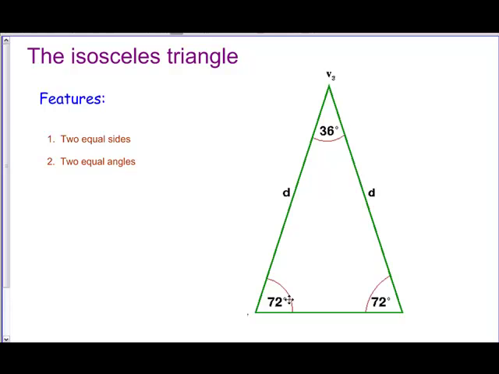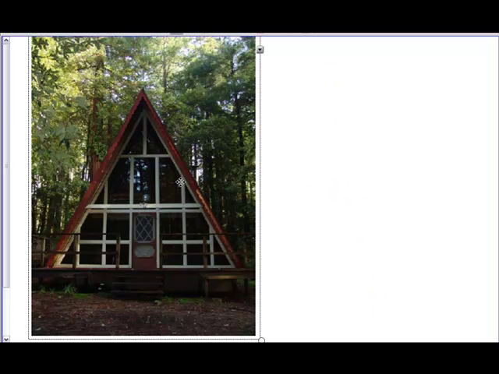So now let's look at some of the applications of this type of triangle. Isosceles triangles originally were used in what was called building an A-frame house. So basically the house was made of a series of triangles, and the basic frame was made out of wood. So we'll just take a look at what that looks like.